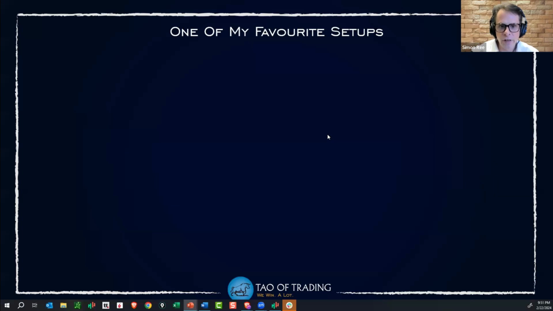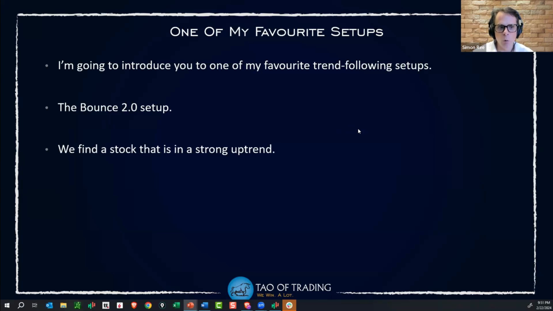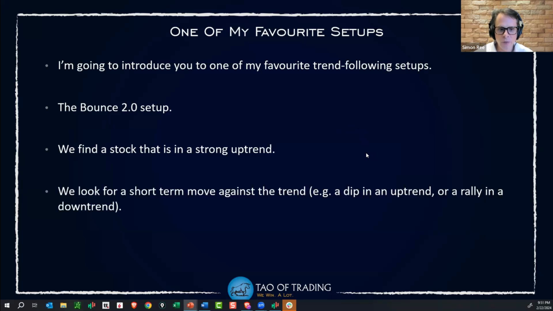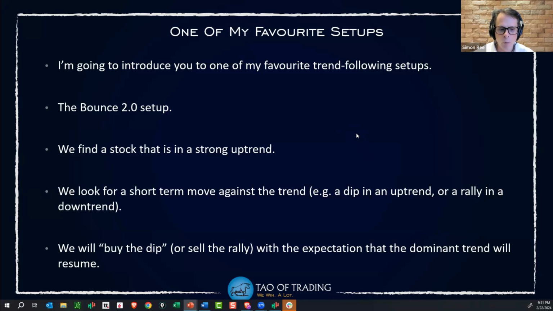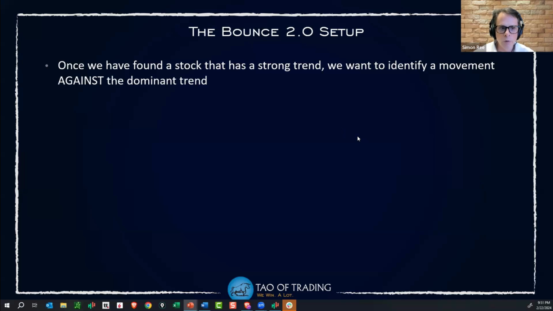So one of my favorite setups is a trend following setup called the bounce setup. What we do is we find a stock that's in a strong uptrend, and then we look for a short-term move against the trend. So it'll be a dip in an uptrend or a rally in a downtrend. And what we will do is we'll buy the dip or sell the rally with the expectation that the dominant trend will resume.